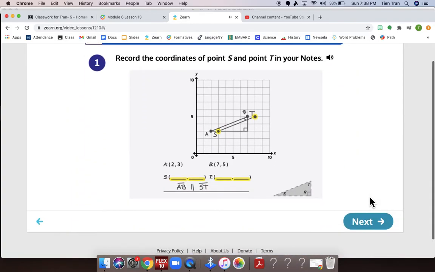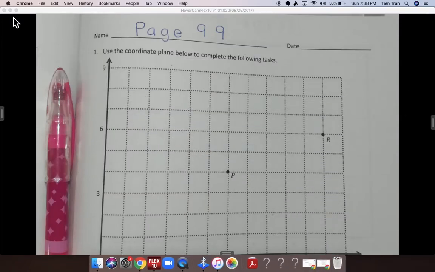Okay, so if we were to record the coordinates for S and T, we would put the coordinates in, but I think you guys know how to do that now, so we're going to be jumping to our problem set. I want you to turn to page 99 in your math books, page 99.